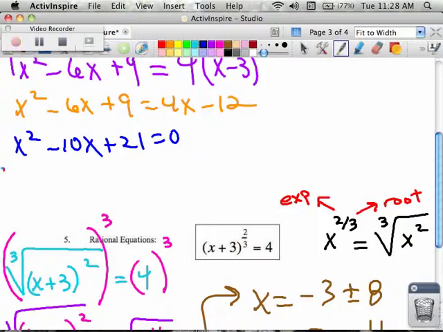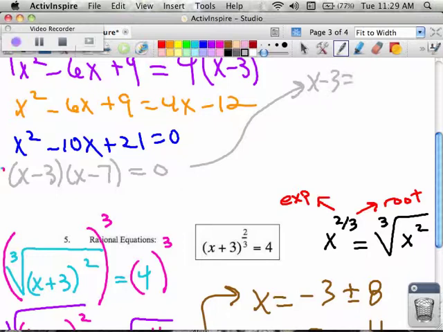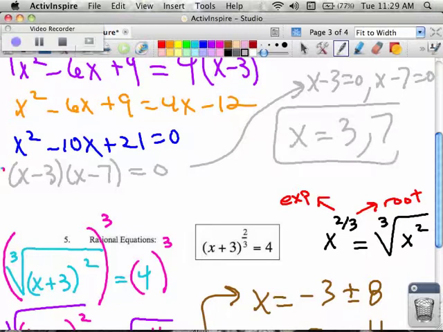Negative 3, negative 7, thank you. x minus 3, x minus 7. Looks like it works. I like that. Which then, of course, means as I solve this, the x minus 3 equals 0, or the x minus 7 equals 0, meaning that we have solutions of 3 and 7. Again, make sure you check it to see if they work.